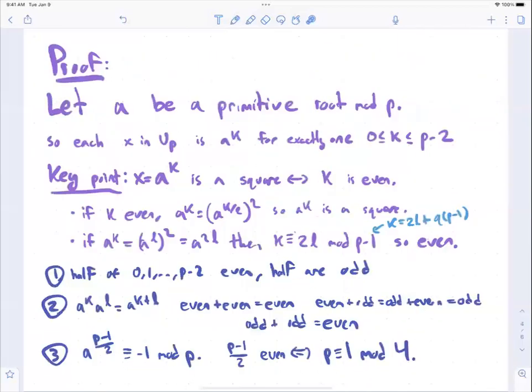So the even powers of a give you squares, and the odd powers of a give you non-squares. There are p-1 numbers between 0 and p-2, so (p-1)/2 of them are even and (p-1)/2 are odd. So you get (p-1)/2 squares and (p-1)/2 non-squares.